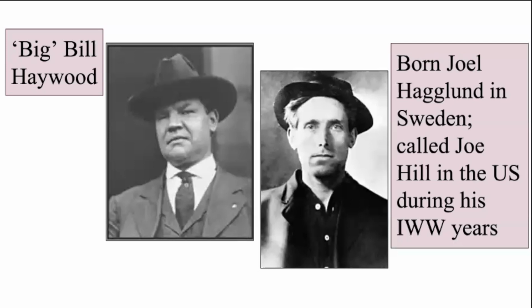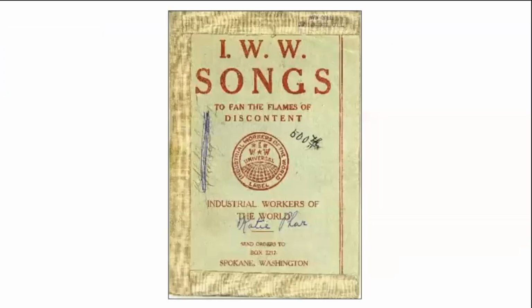I am going to leave Big Bill Haywood here and focus on Joe Hill over here, born Joel Haglund in Sweden, but called Joe Hill in the US. To answer the question posed earlier, how do you unify and coordinate isolated and largely illiterate groups of workers effectively? The answer, interestingly enough, is through song.